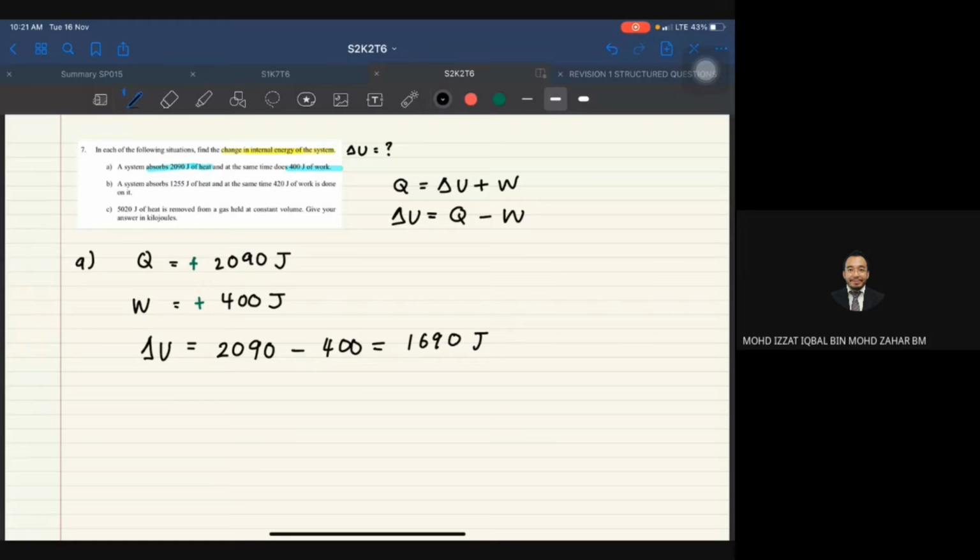Okay, question B. A system absorbs 1255 joule of heat, and at the same time, 420 joule of work is done on it.